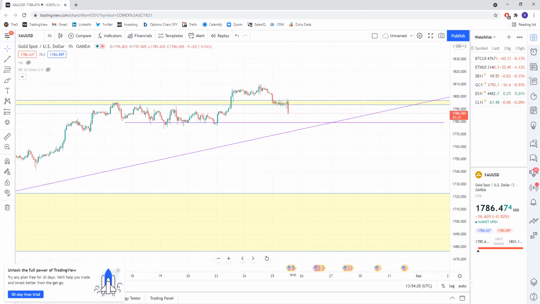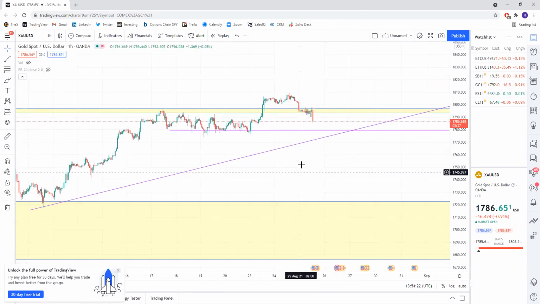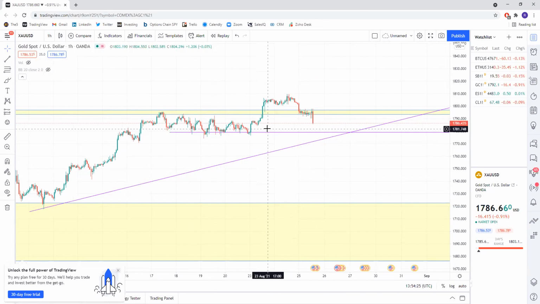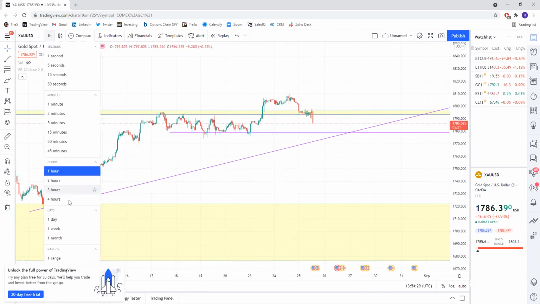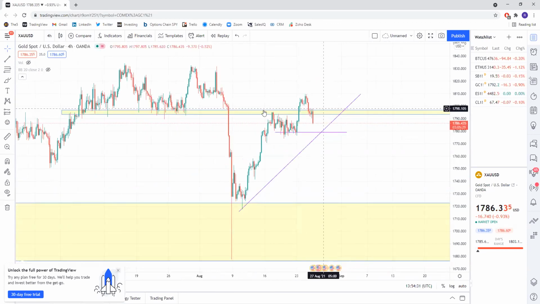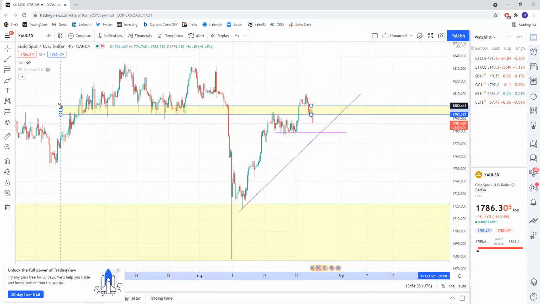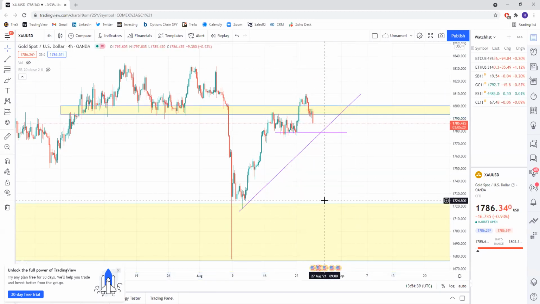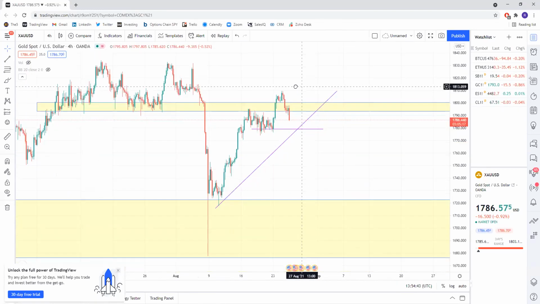If I go to the H1, okay, I highly identify this kind of level here. So be careful also with this level. Okay, and in the 4 hour, it actually makes a reaction on the supply level here. It slightly goes above the supply and then makes the reaction. So that's how I see the gold.